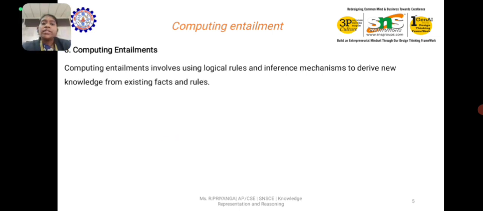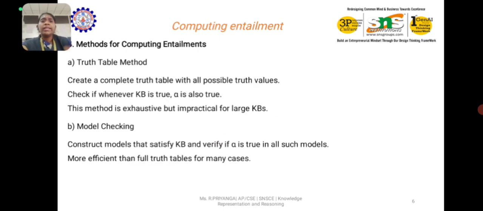Next, what is computing entailment? It means using rules or systems to derive new facts from existing ones in the knowledge base. This allows a system to reason about information and make conclusions automatically. Next, we move to the methods for computing entailment.